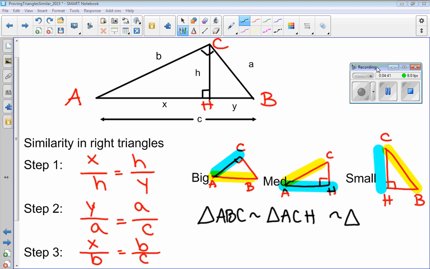It's going to start with C, I agree, and it's going to go C, B, H. Very good. Okay.